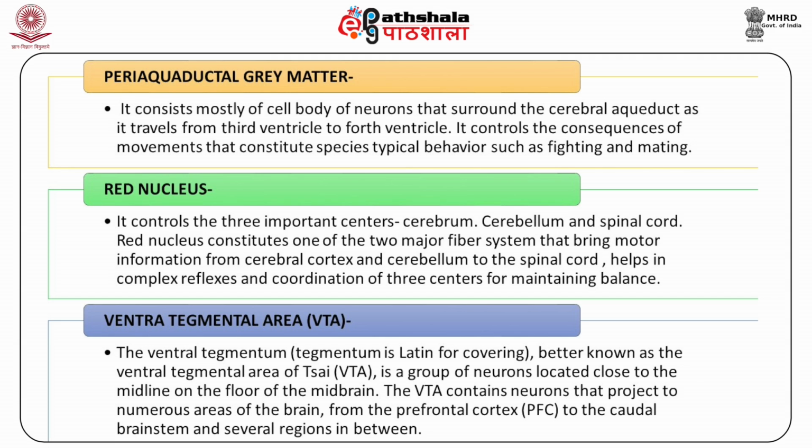Ventral tegmental area, or the VTA. Tegmentum is Latin for covering. The ventral tegmental area, better known as the VTA, is a group of neurons located close to the midline on the floor of the midbrain. The VTA contains neurons that project to numerous areas of the brain, from the prefrontal cortex to the caudal brainstem and several regions in between.